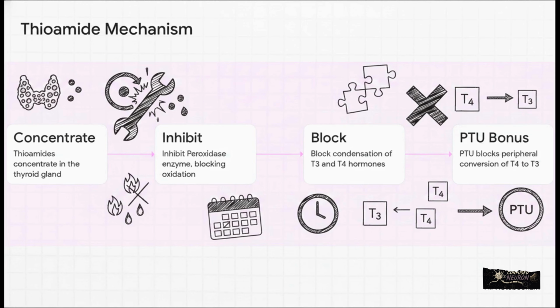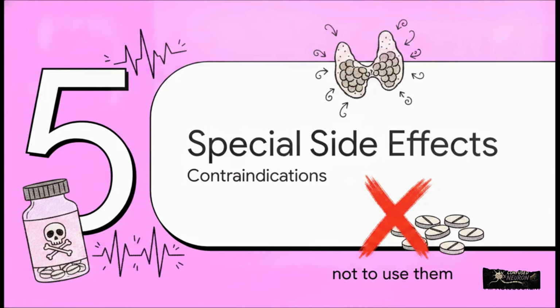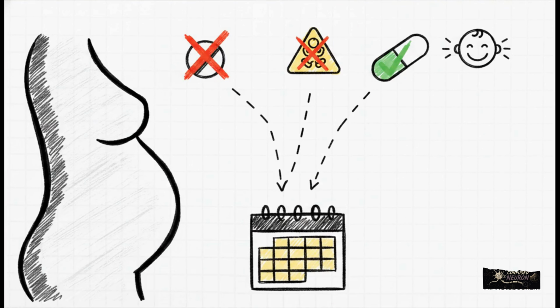It blocks the peripheral conversion of T4 to the more active T3 in the body's tissues. Section 5. Special side effects and contraindications. Look, any amateur can memorize and prescribe a pill, but a true master of pharmacology knows the dangerous side effects and exactly when absolutely not to use them.